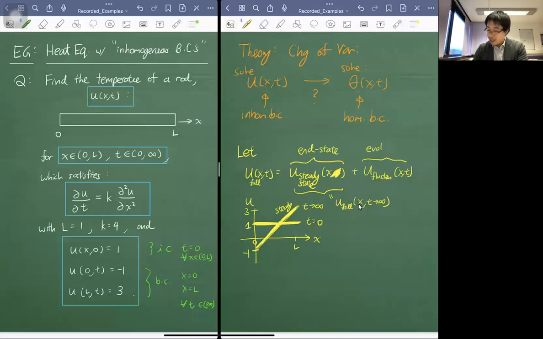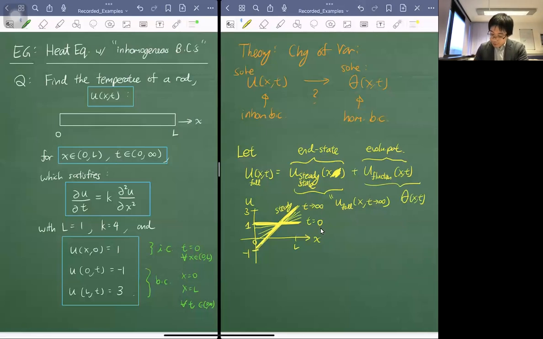So the evolution part, or sort of the fluctuation on top of the steady state, right? So it should slowly go like this, right? So this part would capture that. And this is what in your notes it's called theta. But yeah, it's basically the fluctuation part.